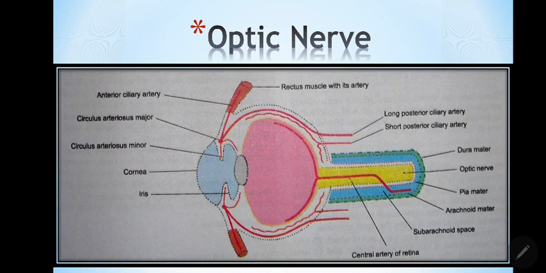So they have not shown the ophthalmic artery here. Look here, this is the dura mater, pia mater, arachnoid mater, subarachnoid space, right, the blue colored thing. So this central artery of retina, as I told you, passes here, this course you are seeing is inferomedial.